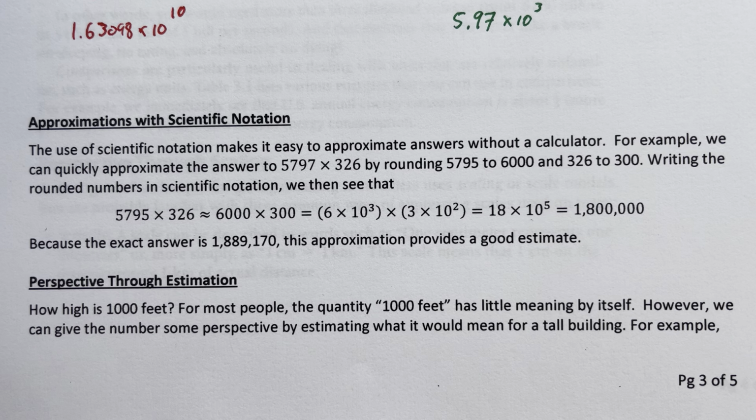So if I wanted to multiply 5,797 times 326, well, I can round 5,797 to 6,000, and we're going to round 326 down to 300. And 6 times 3 is 18, and we end up with 1,800,000. So our answer that we get should be somewhere around 1.8 million. The actual answer is 1,889,170. Okay, so it gave us a good estimate, but more importantly, it gave us something that's close.